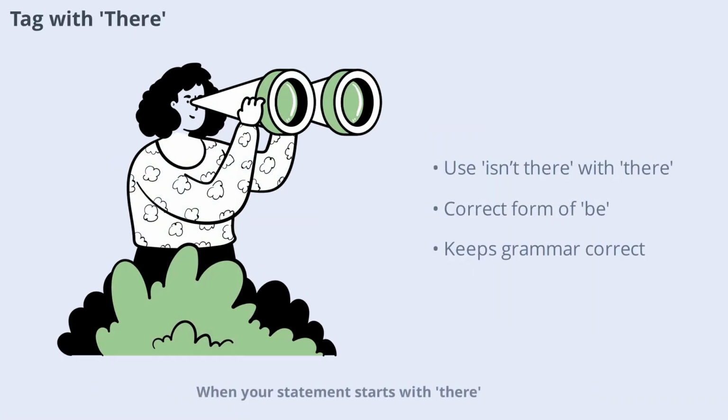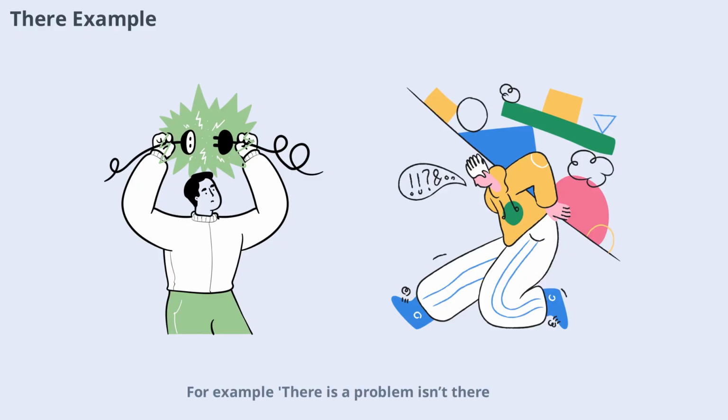When your statement starts with "there," use "isn't there" or the correct form of be in your tag. For example, "There is a problem, isn't there?" This keeps your sentence grammatically correct. The tag matches the subject and verb, making the sentence easy to understand.